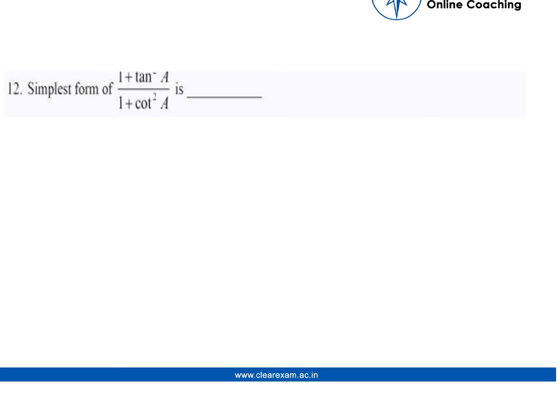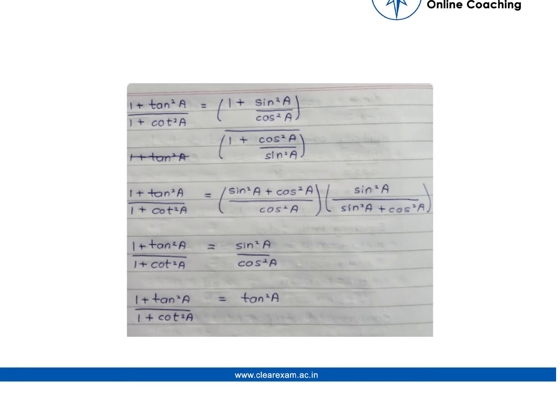Here we need to simplify the expression given, (1 plus tan square a) upon (1 plus cot square a). So let me use the highlighter. We know that tan a can be written as sin a upon cos a, so we expand it as 1 plus sin square a upon cos square a, and cot a can be written as cos a upon sin a. So we expand it as 1 plus cos square a upon sin square a.